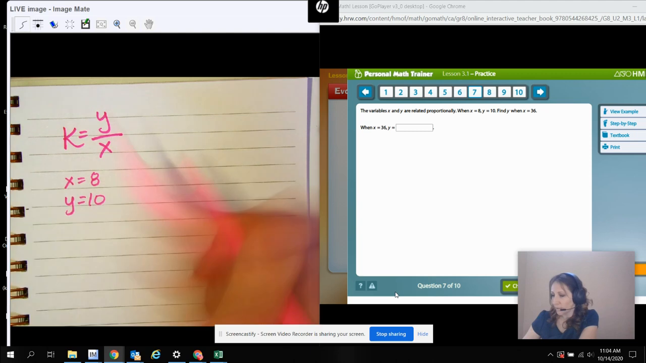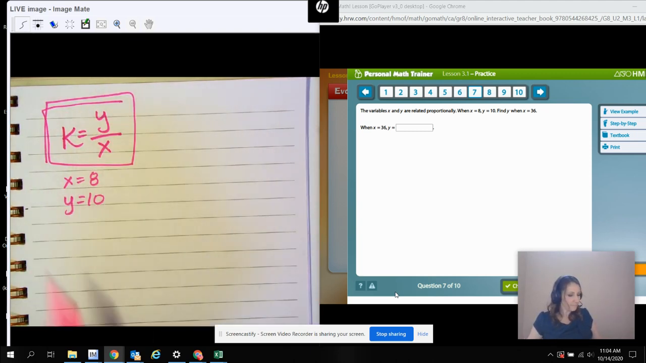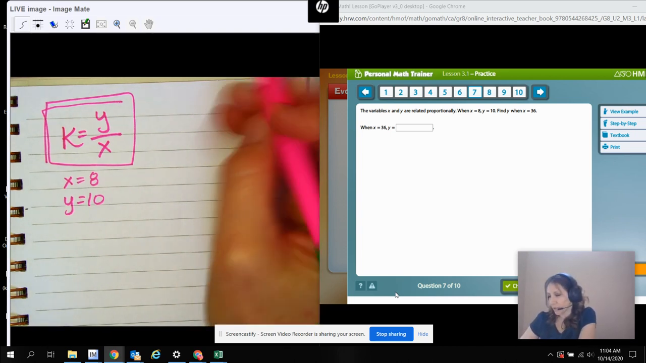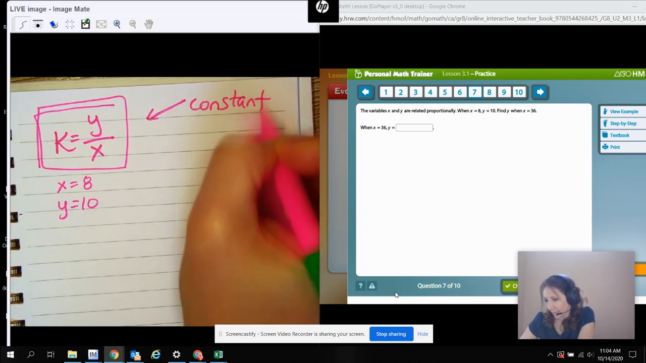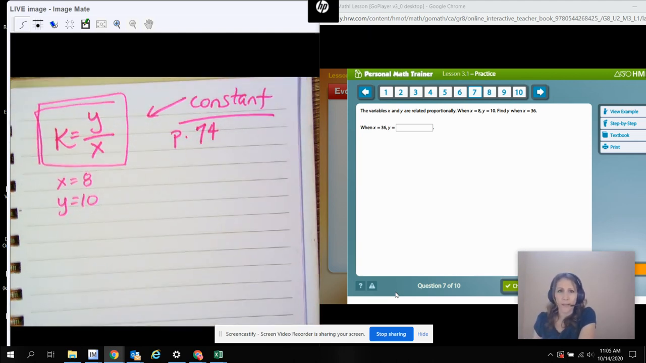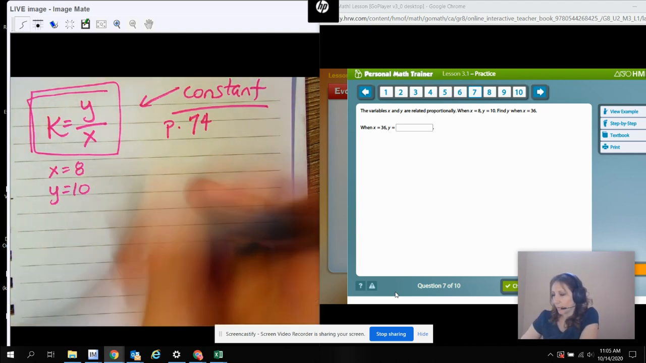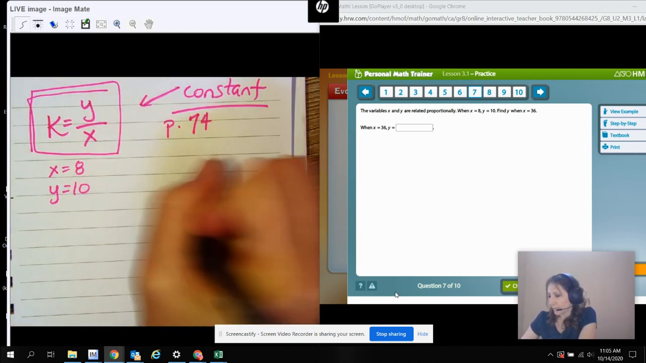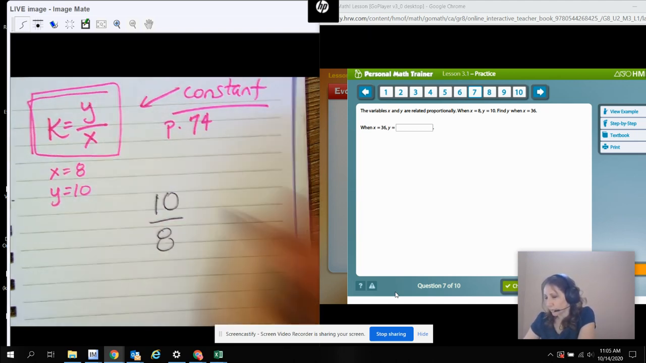Okay, great. So according to the proportionality rules that we have been learning about, and you can again look on page 74 for these proportional relationships. So this is constant, okay? And so if you look on page 74, you can get more help looking at this kind of problem. So we have Y over X. So we have 10 over 8. Okay, we can trust that. That's true. That is true.